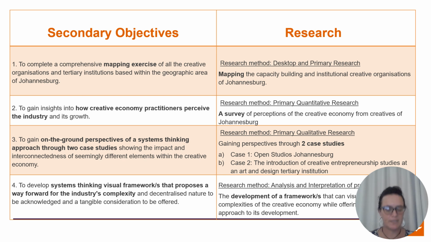So I had 4 secondary objectives. Objectives 1, 2, and 3 all fed into number 4. The first was to complete a comprehensive mapping study of all the creative organizations that are enabling the cultural and creative industries. It was open source with the intention that cultural and creative practitioners could contribute organizations that they believe are enabling creatives. The second was how creative practitioners perceive the inner city and its growth, which was a survey. The third was the case studies, on the ground perspectives within the context. And then the last one was bringing together points 1, 2, and 3, using systems thinking and trying to develop visual frameworks that could be utilized when strategizing growing the industries.